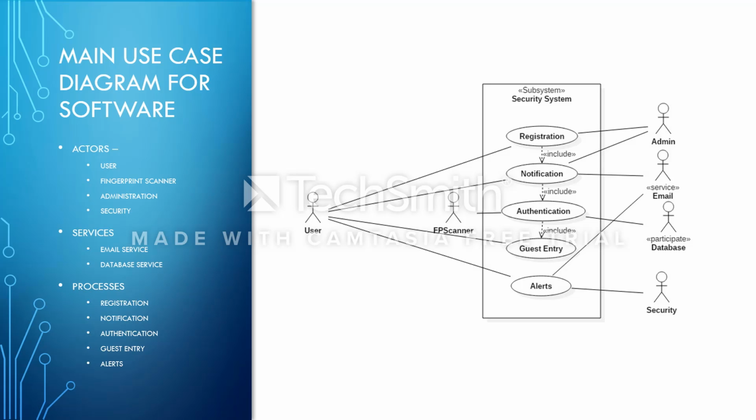Notification. Before a user is permitted entrance to the campus, the user is required to scan their fingerprints at the entry points and a notification is then sent by the scanner to administration to verify the user's credentials. Authentication. After the database is searched for an existing match, once a match is confirmed, the security officer is sent an approval message. Else, if there is no existing match, they are sent a denial message.